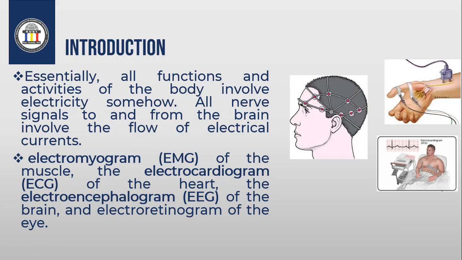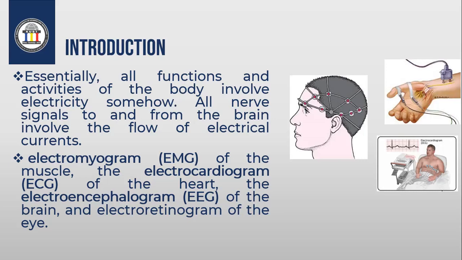Essentially, all the functions and activity that you do in terms of the control of the brain come from electricity, and the nerve cell signal is just moving forward from the brain to the whole system, and from the system to the brain. So it will be a flow of electrical signal.